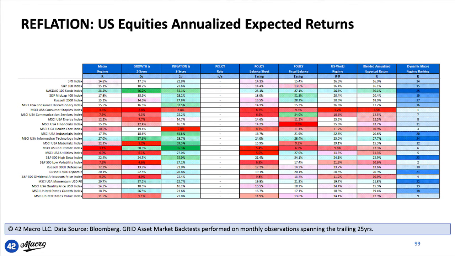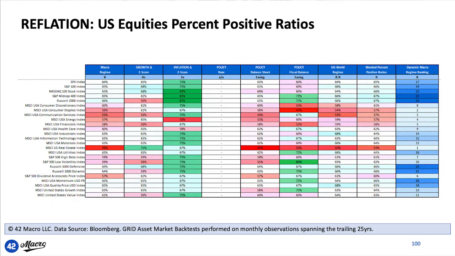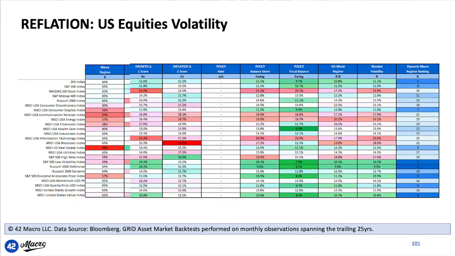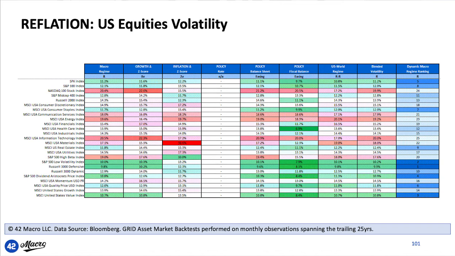And then I'm blending all those individual back tests. Each one of these columns is its own back test, right? And I'm selecting them from a series of back tests that we highlighted in the busy chart. But what I'm trying to do is rank this blended annualized expected return across each of these different U.S. equity sectors and style factors. I'm doing that on slide 100 for percent positive ratios. On slide 101, I'm doing it for volatility. And on slide 102, I'm doing it for covariance.